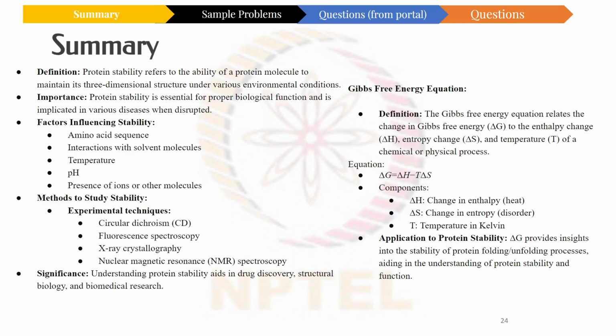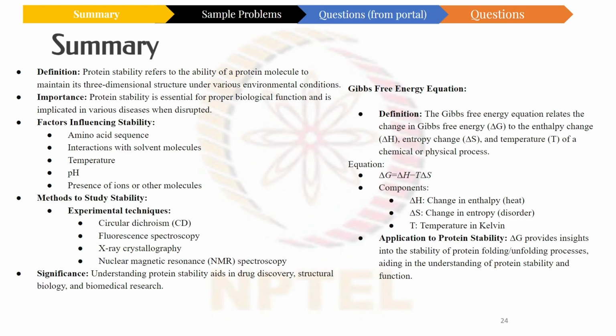Proteins must maintain their native state to perform their biological functions effectively. Changes in protein stability can lead to protein misfolding, aggregation, or loss of function, which are associated with various diseases as well, including neurodegenerative disorders like Alzheimer's, Parkinson's, etc.